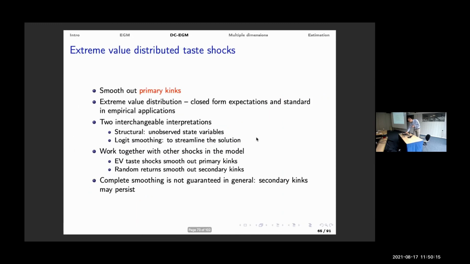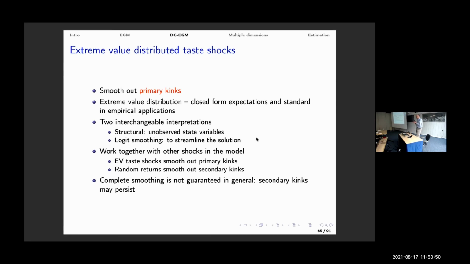Okay, let's now go to the extreme value shocks. It would be nice to smooth all of the kinks, from the point of view of computation, so that we're working with smooth objects. But also, because we have discrete choice in this model, shouldn't we apply everything that we know about modeling discrete choices? So let's try extreme value shocks.